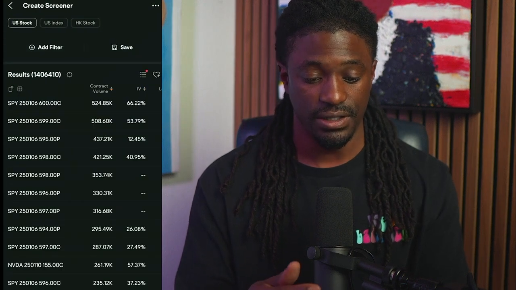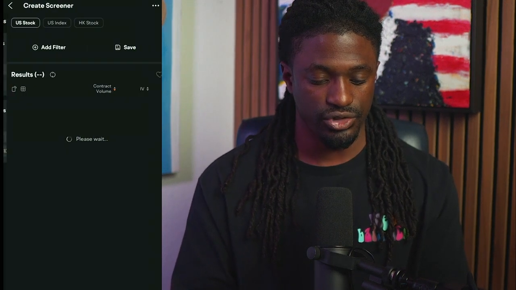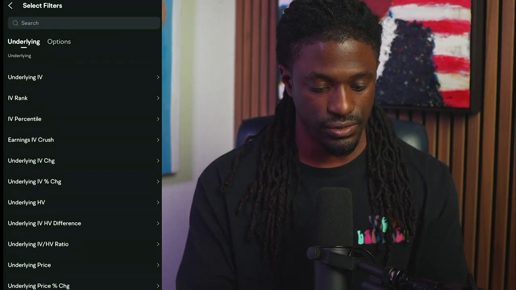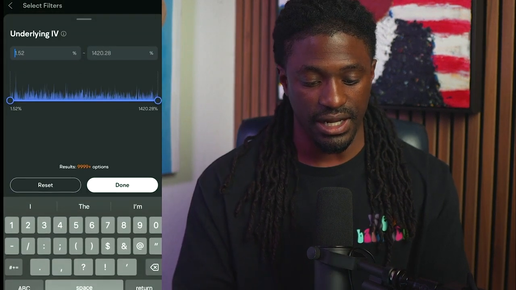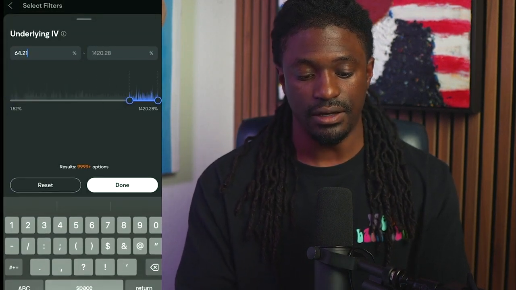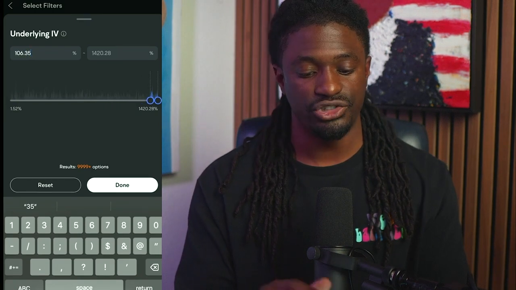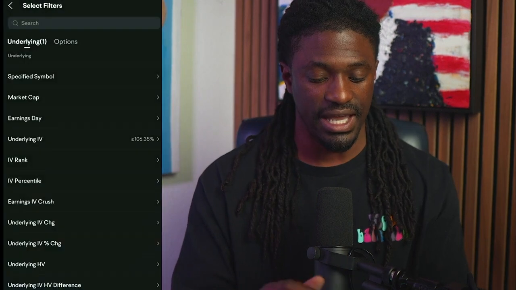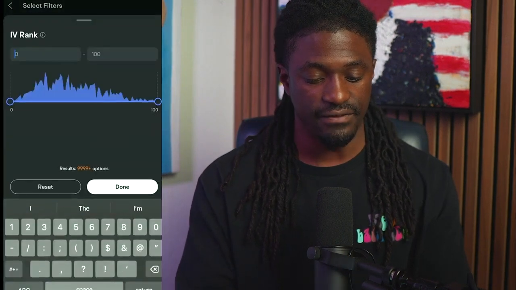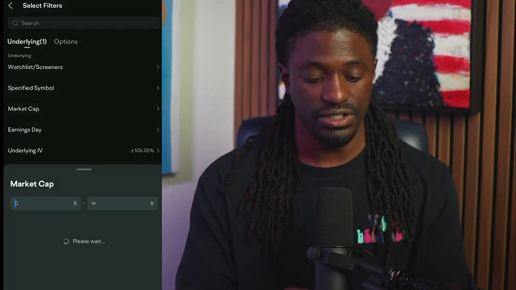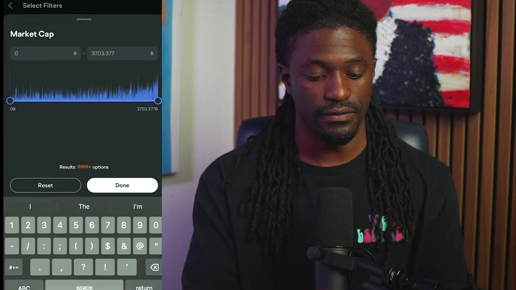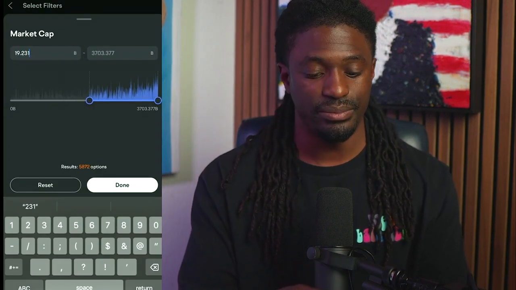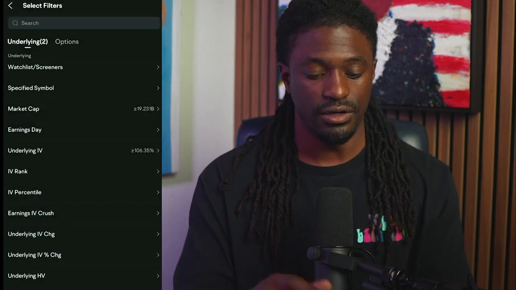Let me show you. You could hit create. You could create a new screener. You could hit add filter. You could go through each one. You could go to the underlying IV. You can make the IV anything over 100 or over 130. You can find the high IV stocks. You can add that on there. You could go to the IV rank if you wanted to. You could set the market cap, anything over 500 million, anything over 10 billion, 19 billion, to get rid of any of those penny stocks.